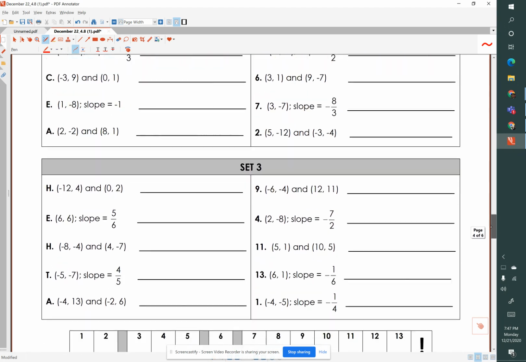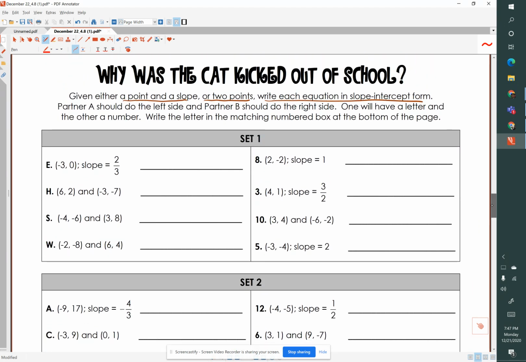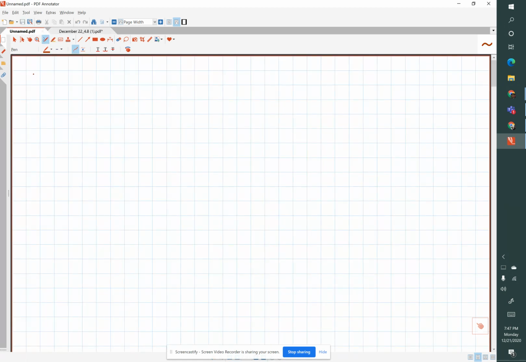You notice you have 3 sets. So as you work each set, if you get 3 answers, you'll know that the 4th answer, because there are 4 items in set 1, has got to match. So what do I mean by that? So first, we've got a slope of 2/3, and we have a point of -3, 0. So let's go to our scrap paper. And so we have a slope is 2/3, and we've got this point, -3, 0.